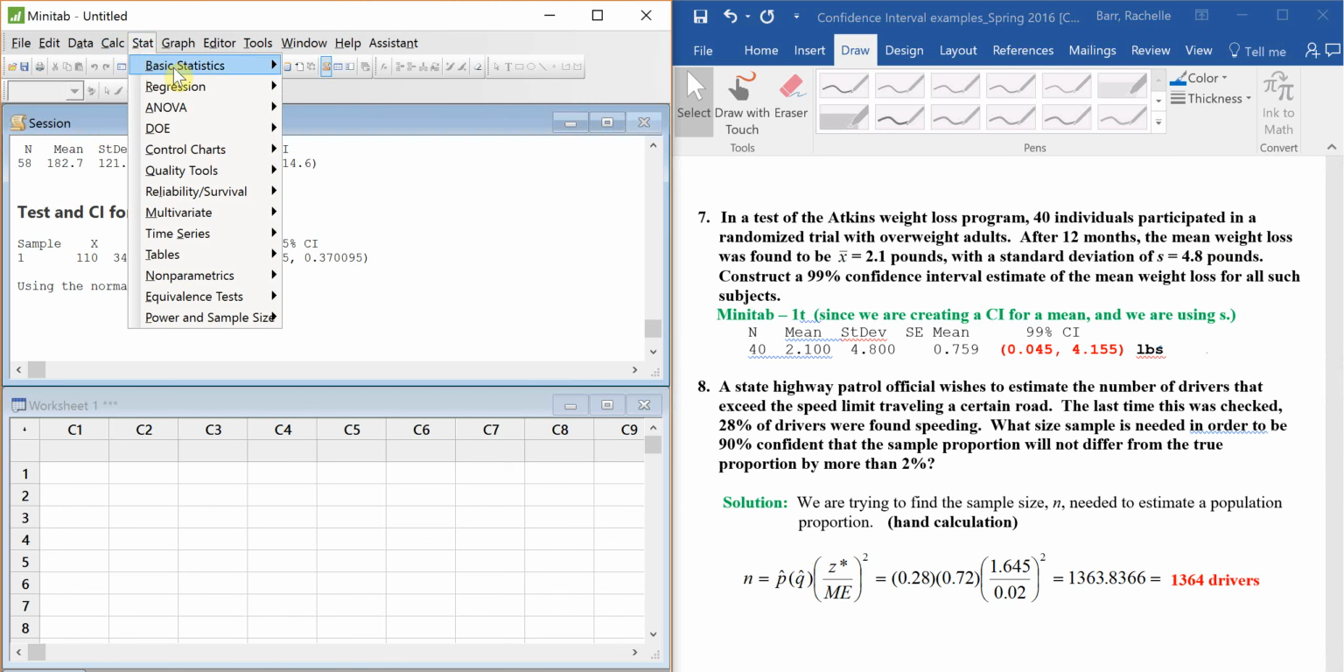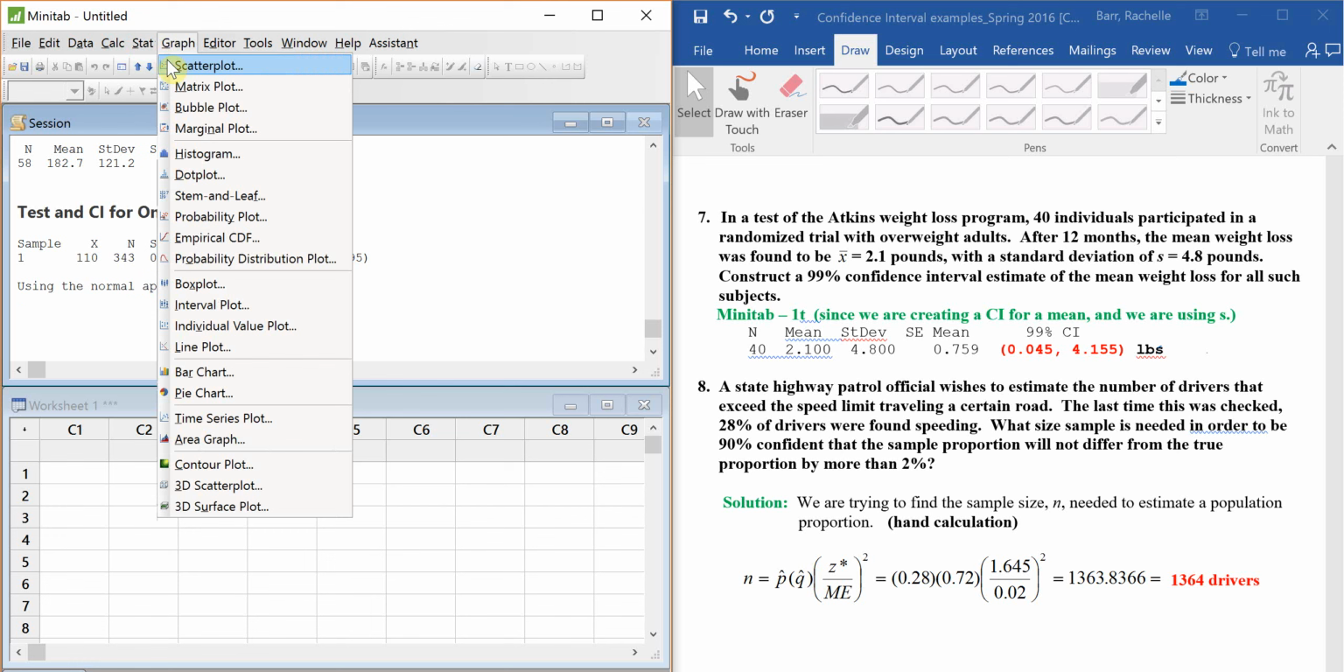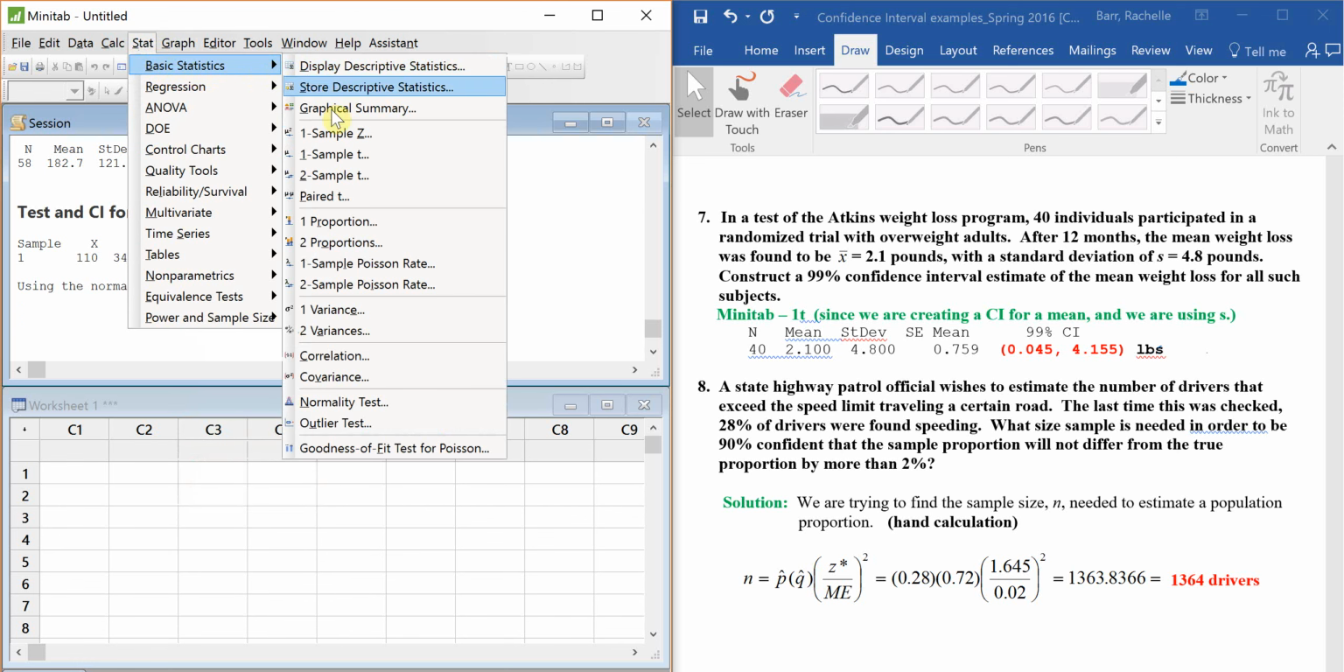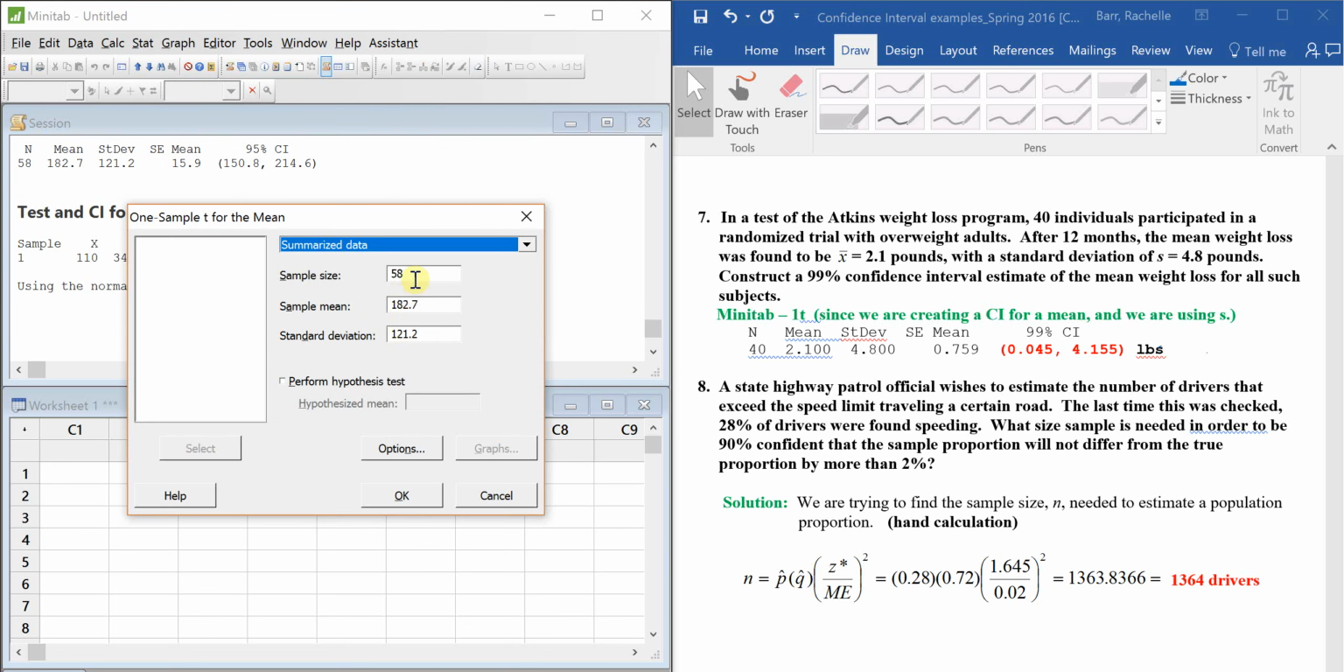So let's go to Stat, Basic Statistics, and the menus go crazy again because I do this every time. Got to be calm about it. All right. Breathe in, breathe out. It'll be all right. So we're using summarized data. Here I got to change my mean. We're doing the mean difference here, which is a little different. That's why this value is so small.